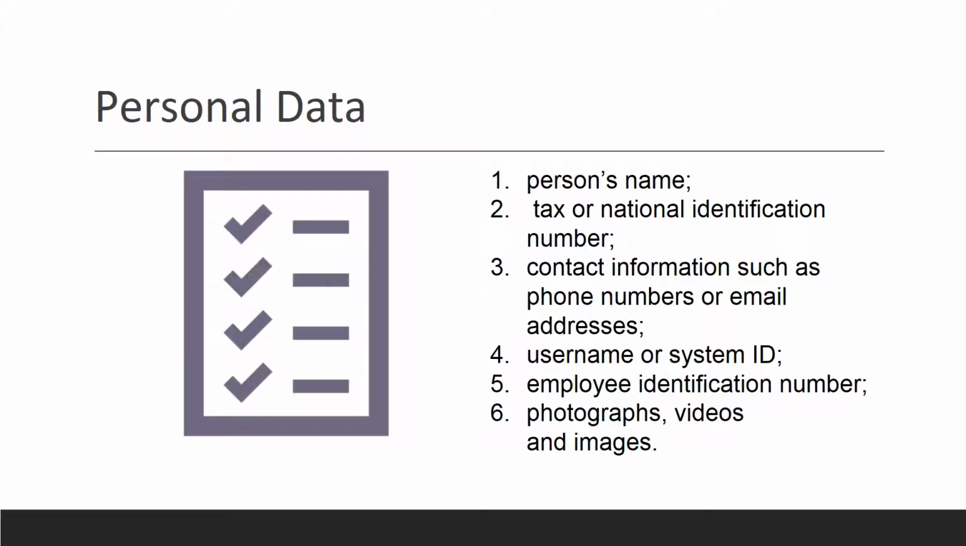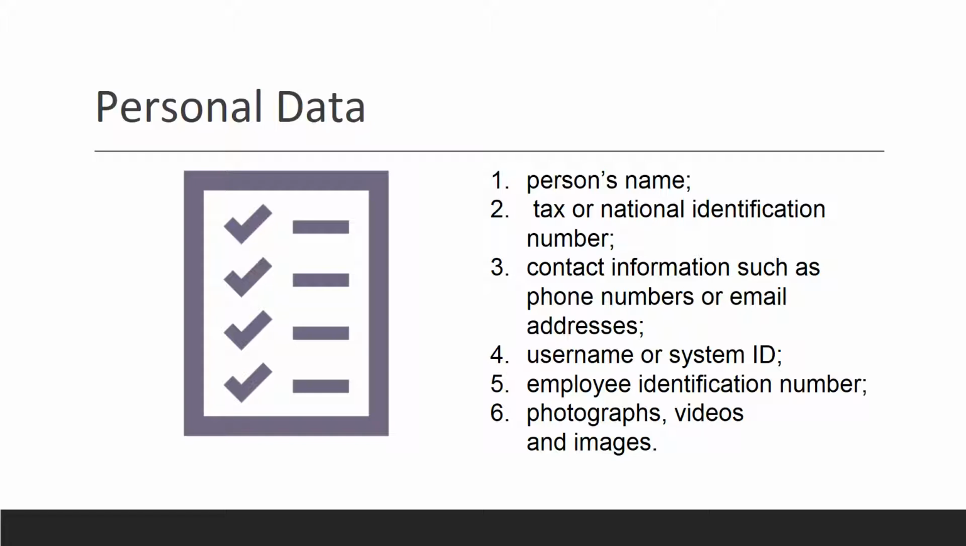Before we go on any further, we should define personal data. The GDPR defines personal data as any information relating to an identified or identifiable natural person, the data subject. An identifiable natural person is one who can be identified directly or indirectly, in particular by reference to a name, an identification number, location data or online identifier, or to one or more factors specific to the physical, physiological, genetic, mental, economic, cultural, or social identity of that natural person.